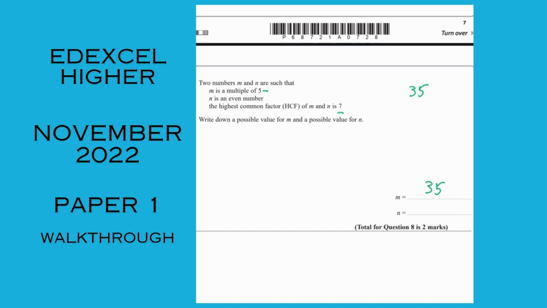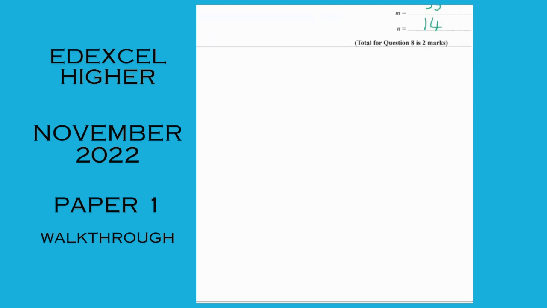So if you've got 35, we now need an even number with a factor of 7. That'll be 14 then. So it's definitely wordy, overcomplicated, but when you see the answer, it's quite a nice little puzzly question.